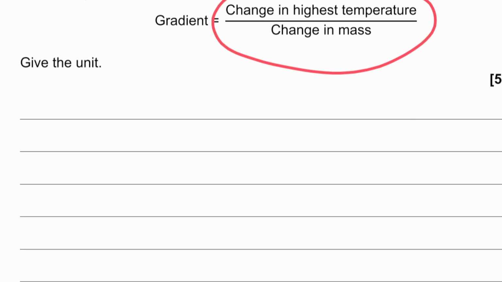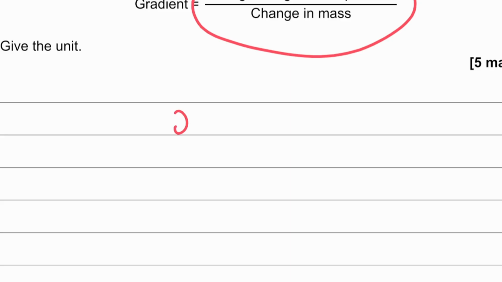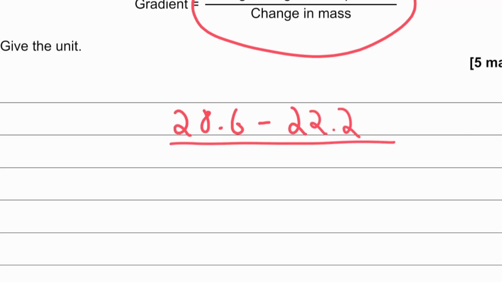So now we've got the numbers. So 28.6 and 22.2, we can actually just put it straight into our equation. So the change in highest temperature would be 28.6 minus 22.2 divided by the change in mass, which was 5 minus 1. Okay, and if you put that into your calculator, you should get 1.6 as your gradient.